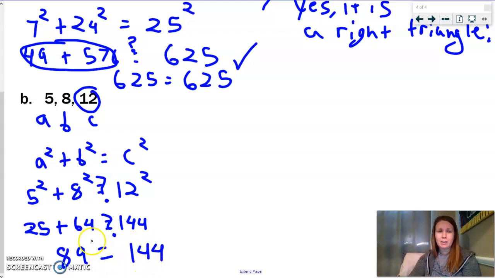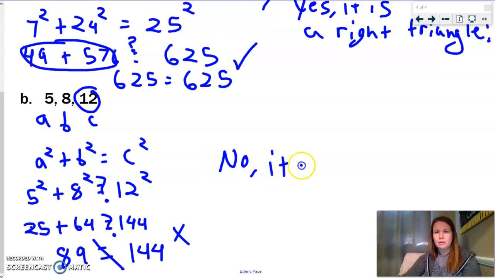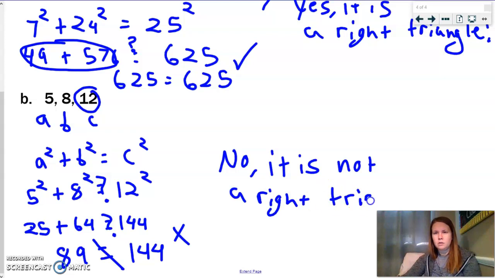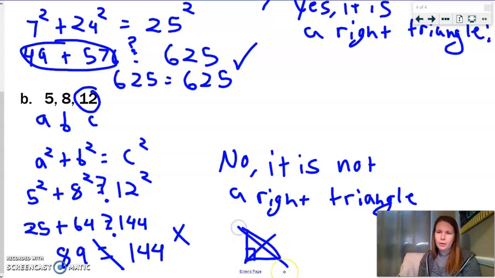No, they're not the same value. So a lot of times if you see that they're not equal, you'll put a slash through it. So no, this doesn't work. No, because it doesn't work, it is not a right triangle. So it could be a different type of triangle, but it's not going to be a right triangle where, you know, you've got a 90-degree angle. So it's just not going to work that way.